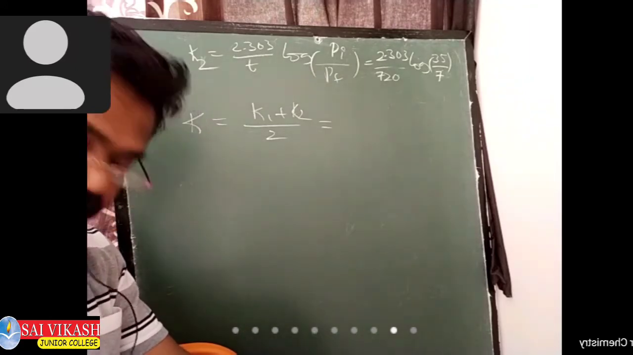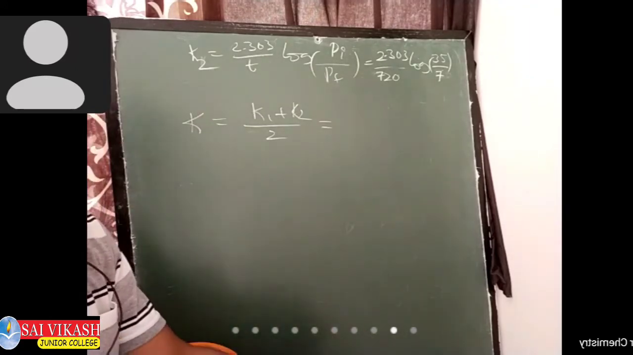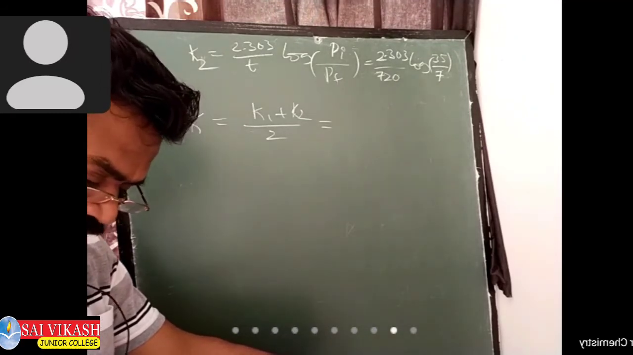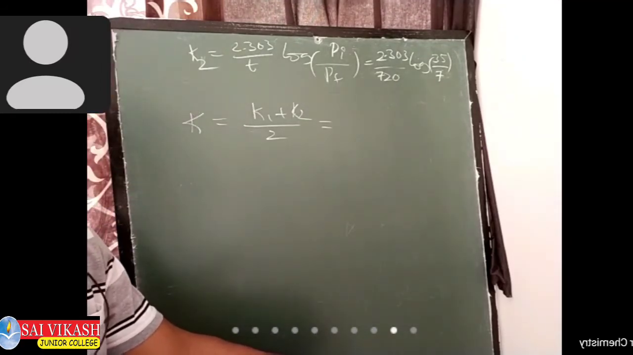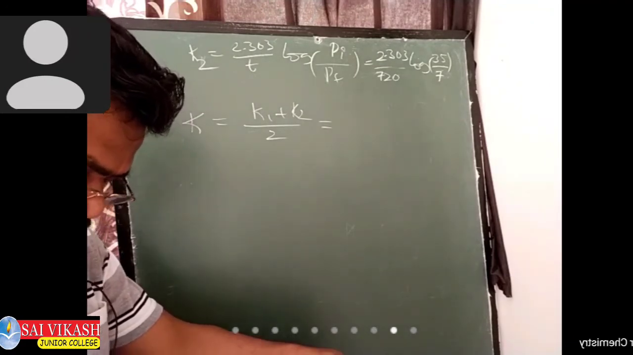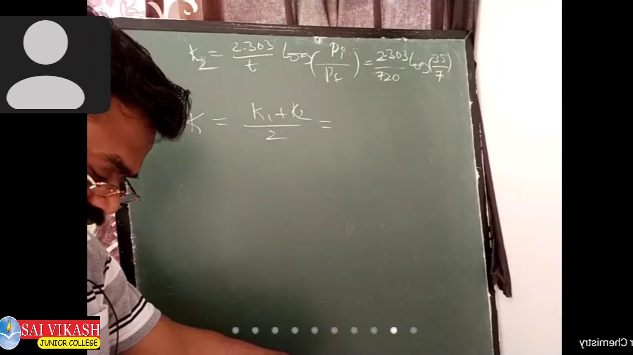Yes. Similarly, number 21 is also the same model. Number 21 also you can do like this. They're given in terms of pressures. So you just try this one, number 21, same model, same type.